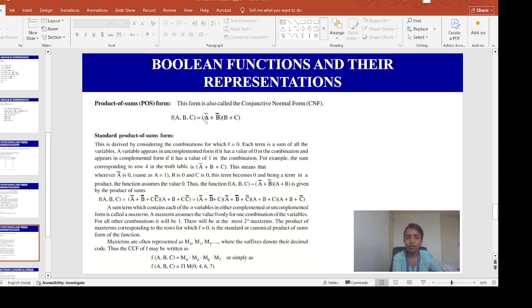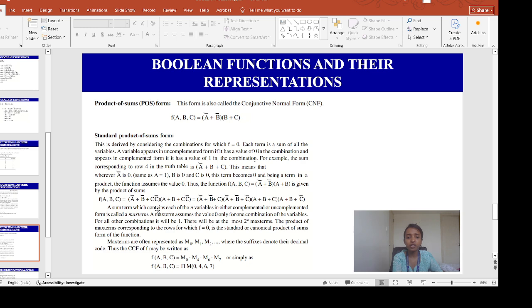Only in the first term, which variable is missing? C. So we will add C plus C bar here. In the second term, which variable is missing? A. So we will add B plus C plus A dot A bar, and we have to simplify the expression.